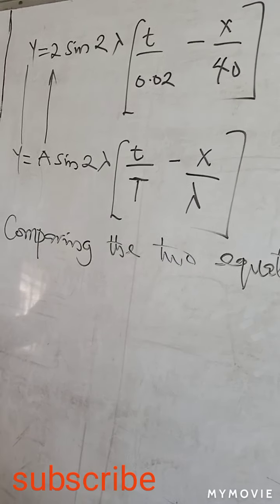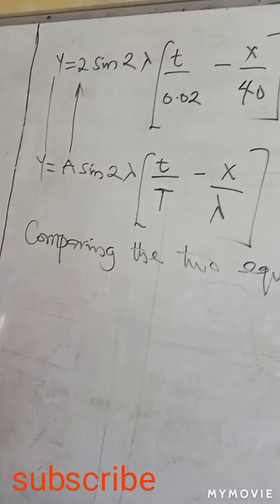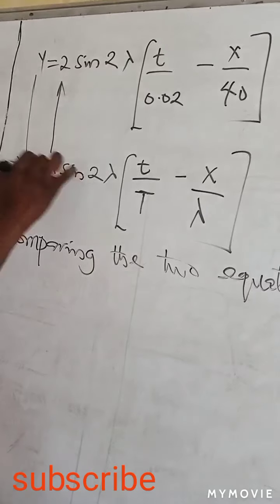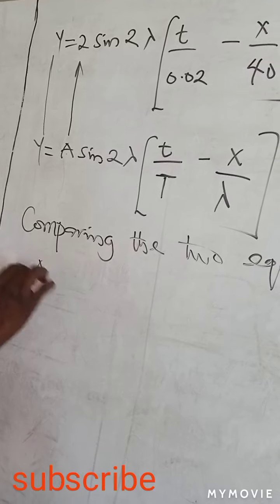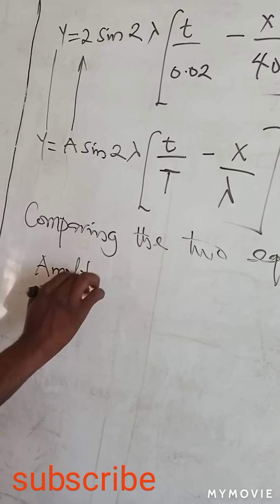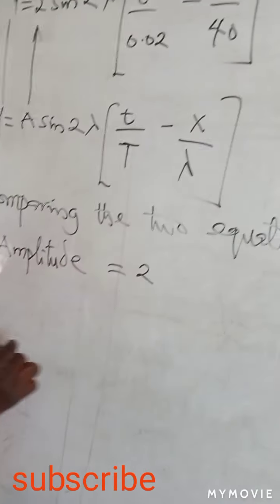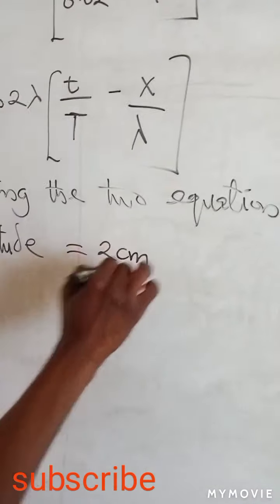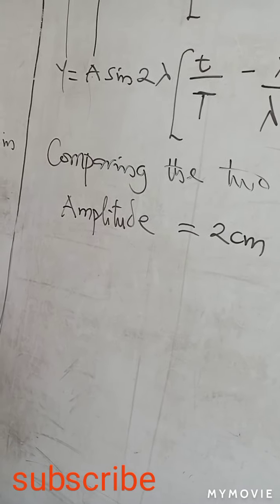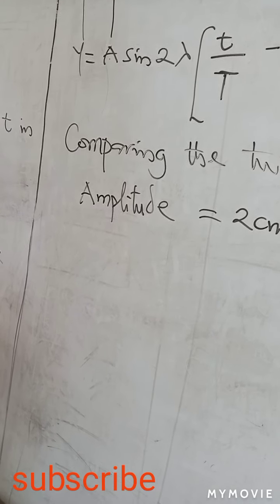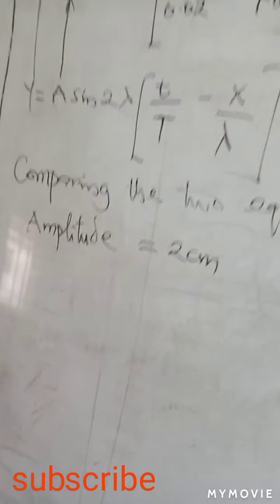With this now, I have to determine the amplitude. Amplitude is represented in the general equation with what? Letter A. Comparing the two equations here, you can simply say that amplitude is equal to 2 centimeters, because you have been told that x and y are in centimeters.